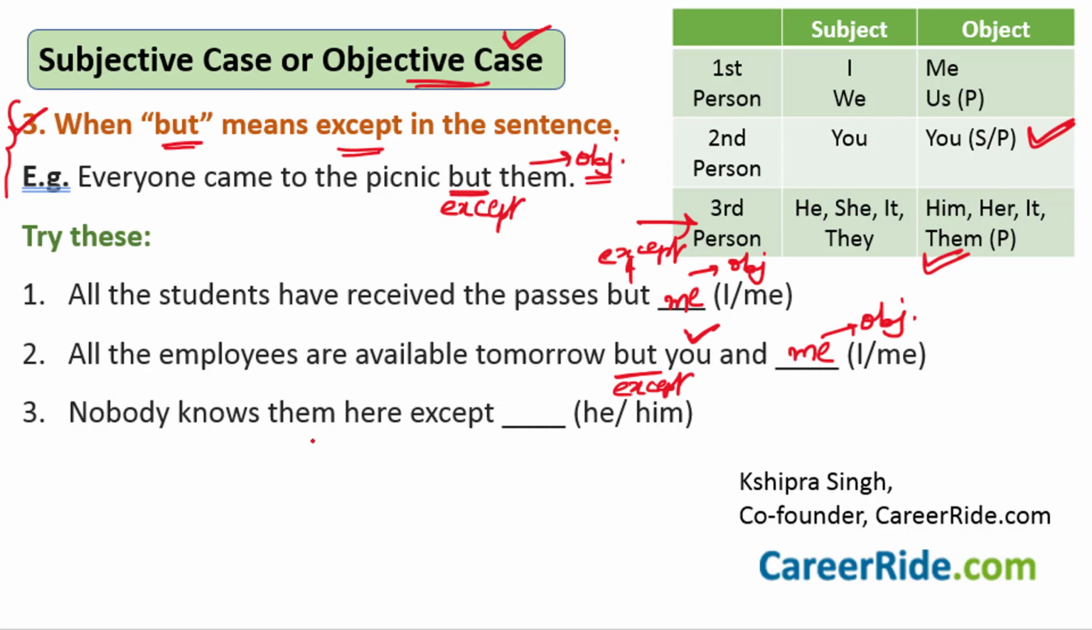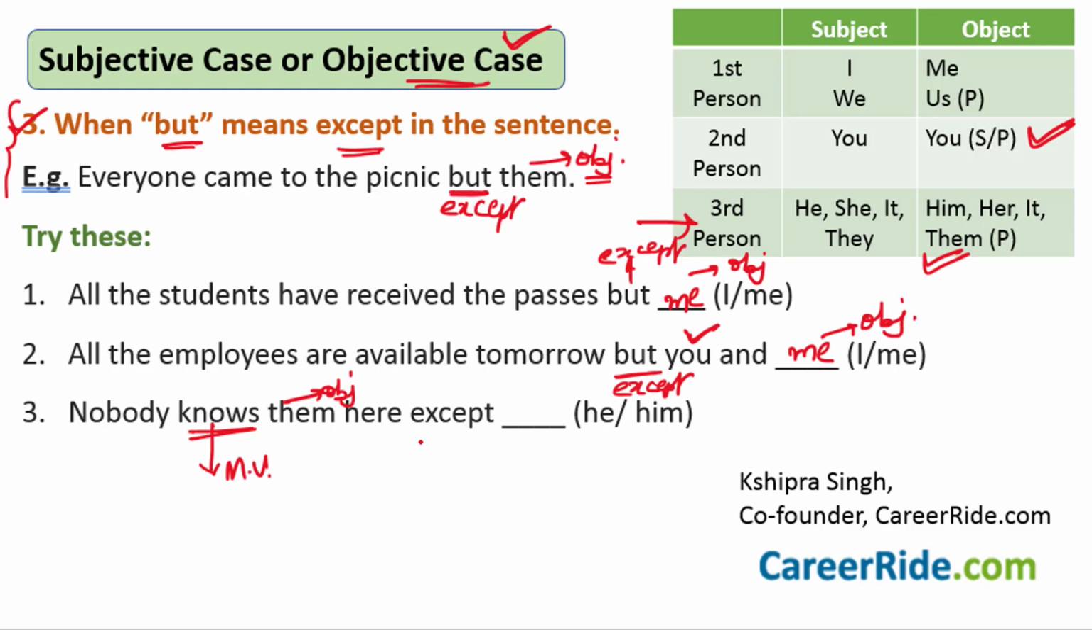Nobody knows them. You see, this is the main verb here, right? And we have learned that after the main verb, it should be the objective case. So you see, although it is not a blank here, this is the objective case here. Them, third person, right? So this is interesting here.